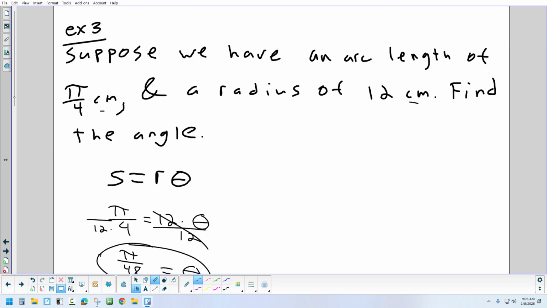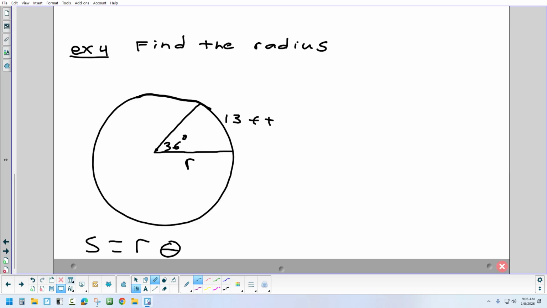So let's finish up this formula with the one we haven't done yet, which is finding the radius. Anybody tell me what they're thinking about how they would find the radius? You put a 13 where the S is, and then the angle with theta, and then you just divide 13 by 36. So put 13 where the S is, and what about the R? We don't know the R. That's the whole question. And what did you say to plug in for theta?